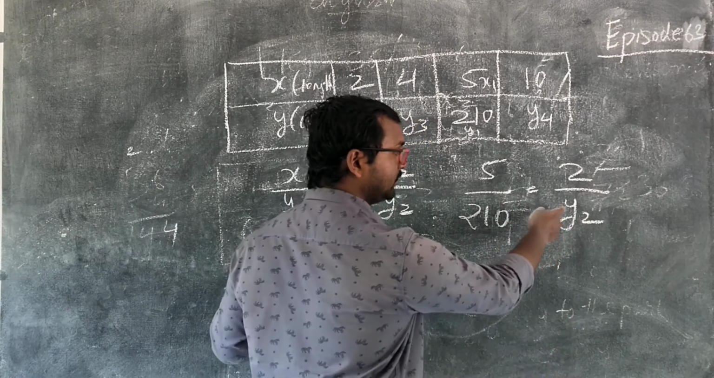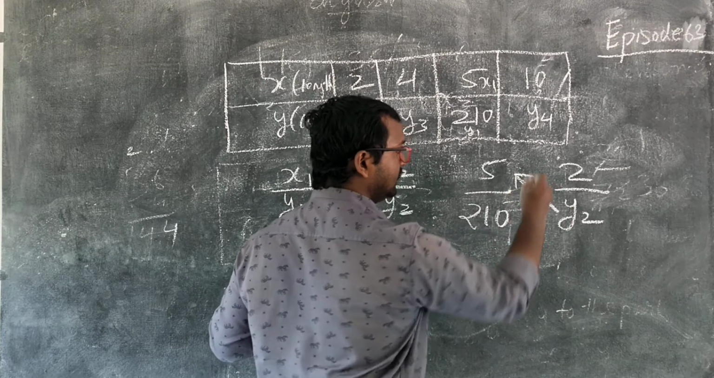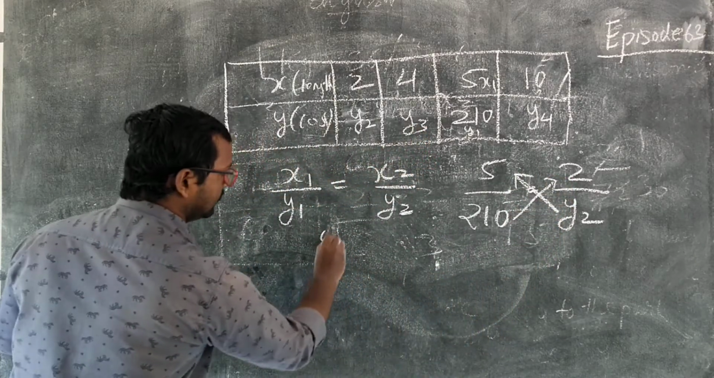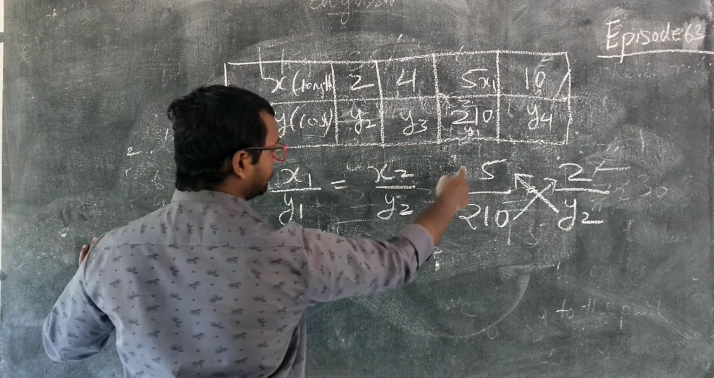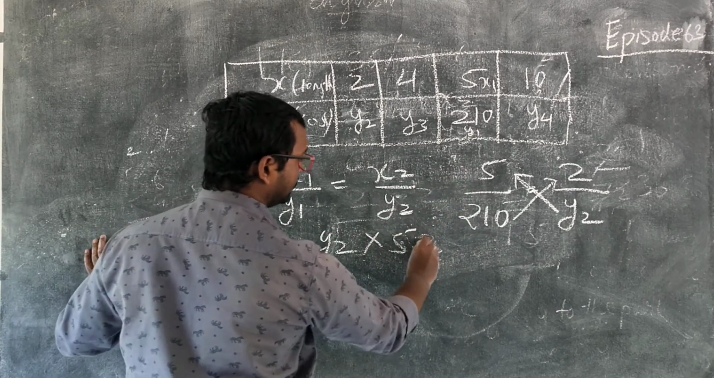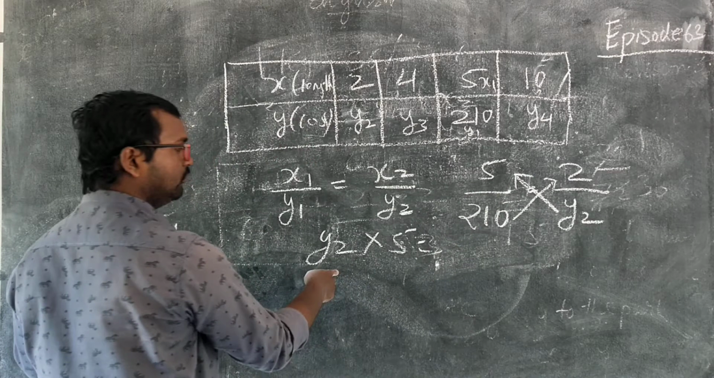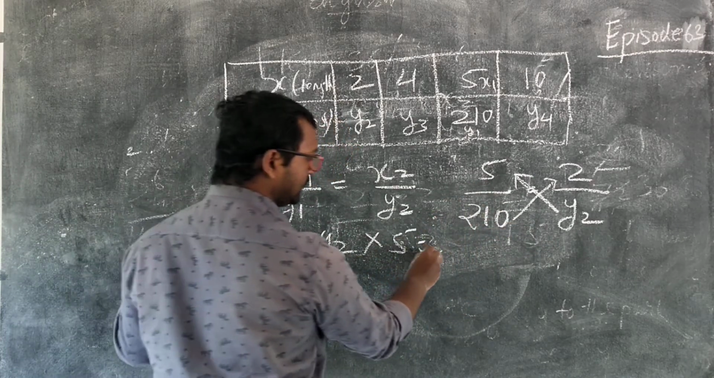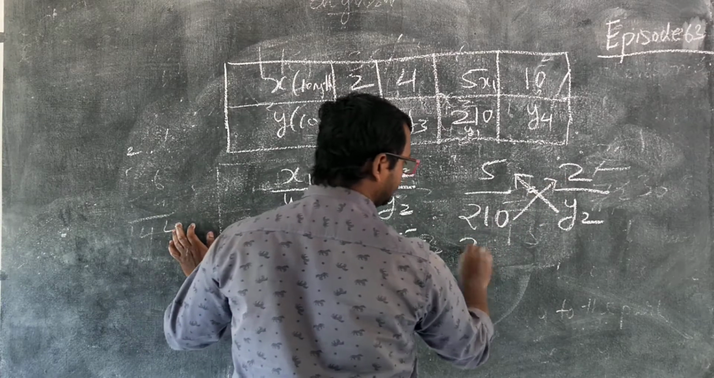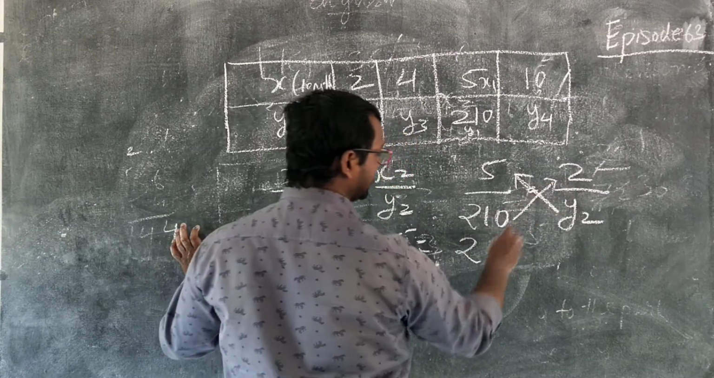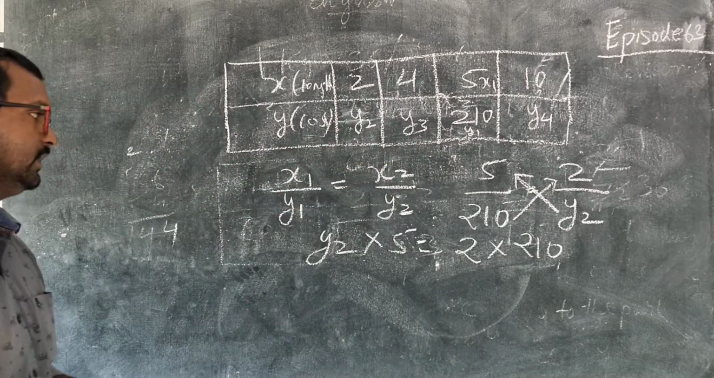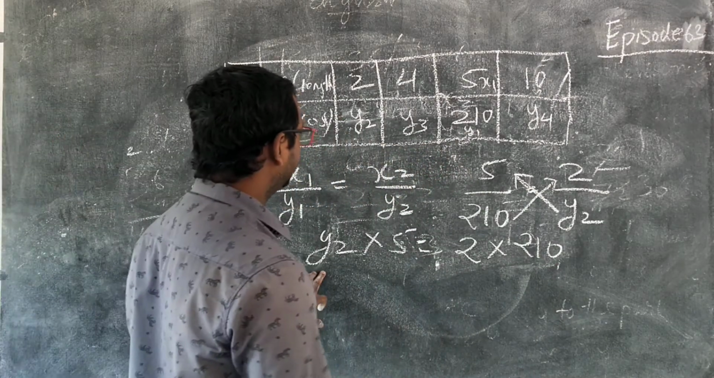So when I do cross multiplication, this will go here and this number will go here. So we will get here y2 in the numerator along with 5. Okay, 5 is already there, this y2 will move, and from division it will become multiplication, is equal to this 2, keep the 2 as it is and bring the 210 there. Okay. Now from here we want to find the value of y2.